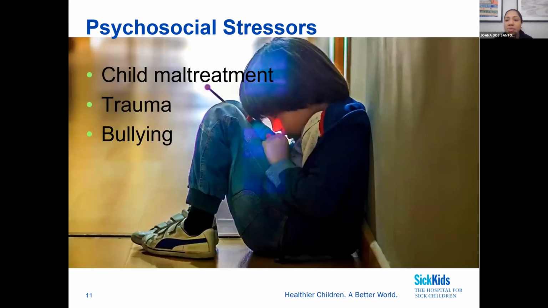It's also important to think about, rule out and treat psychosocial stressors that could be a cause of secondary enuresis, such as child maltreatment or abuse, trauma, and bullying.